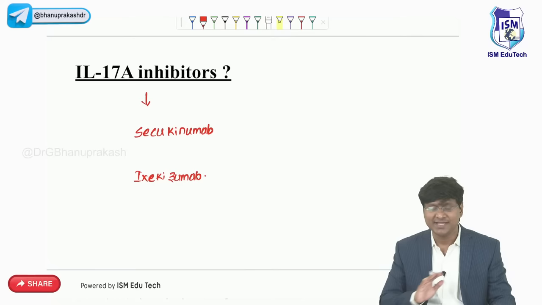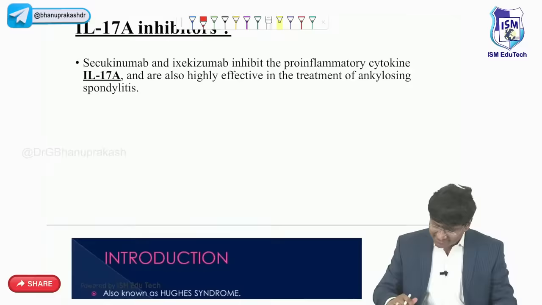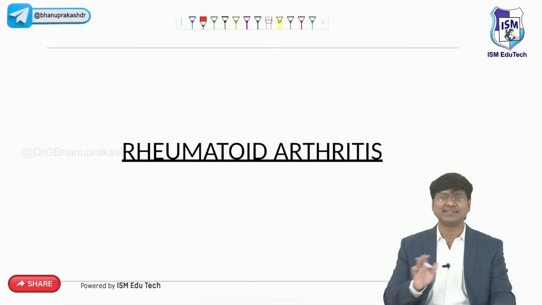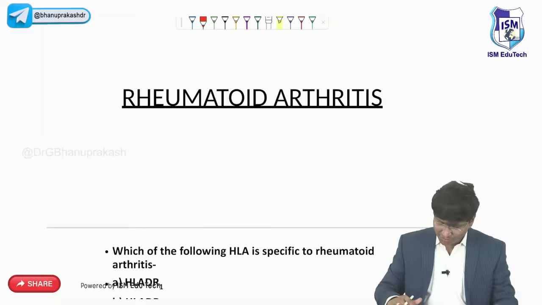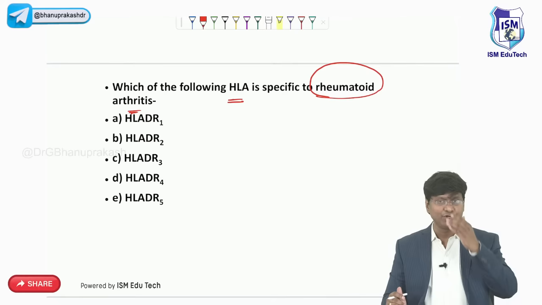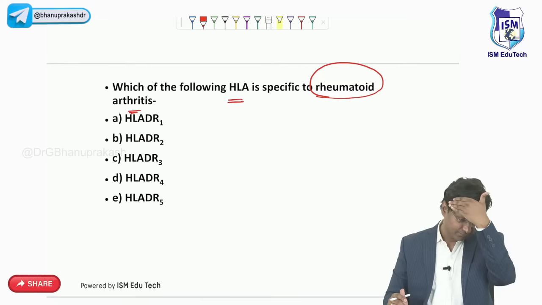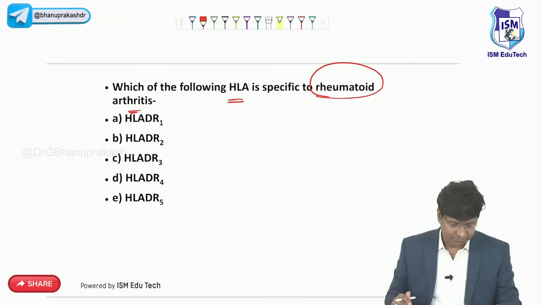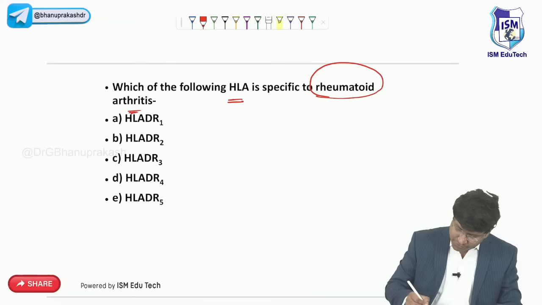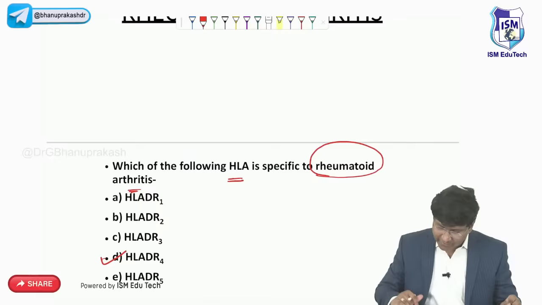The next important topic is rheumatoid arthritis. So without discussing rheumatoid arthritis, your connective tissue disorders becomes incomplete. So which of the following HLA association is specific to rheumatoid arthritis? Anyone of you? Very good. So that will be the HLA-DR4 association.